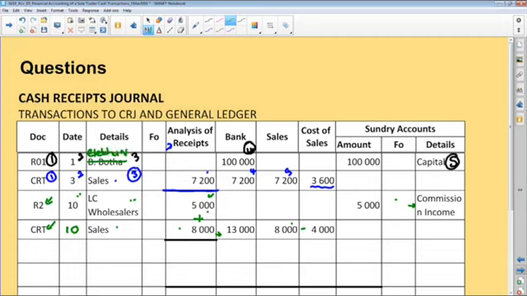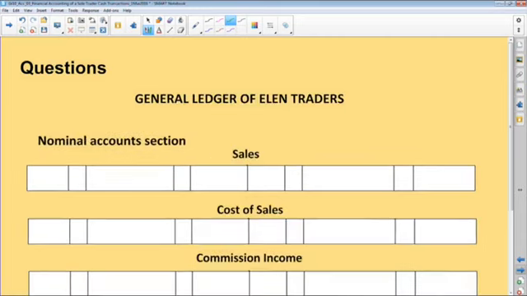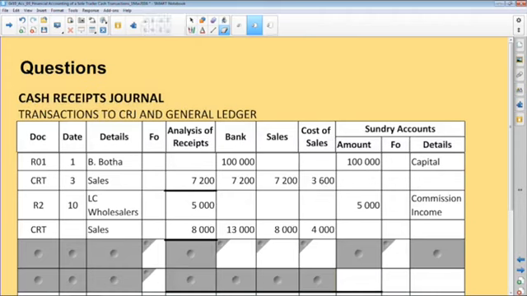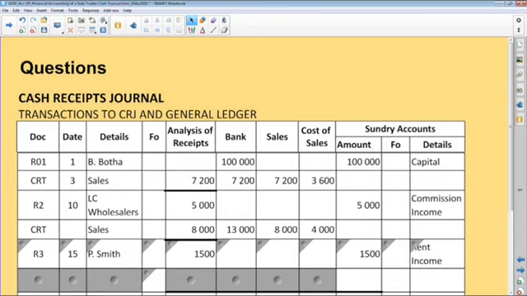And as you can see, it's done very neatly, and the teacher can still read it. Now, your answers. Let's go and see. So your answers, let's quickly erase that dot. Your answers need to be: your receipt number R3 on the 15th. P. Smith paid me 1,500. And the reason is rent income.